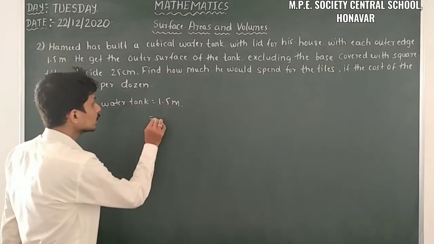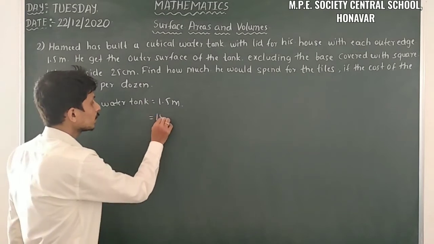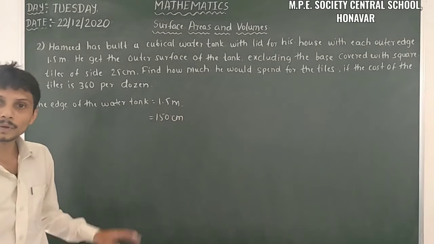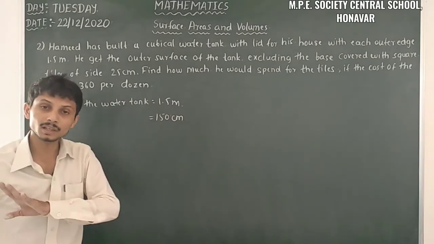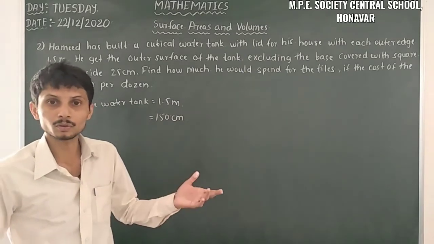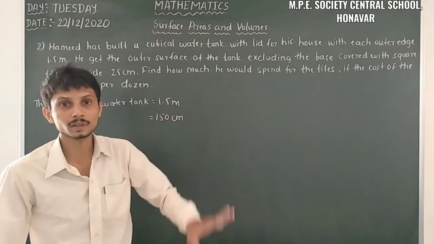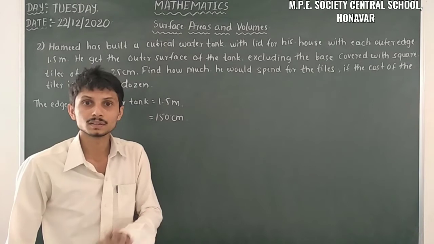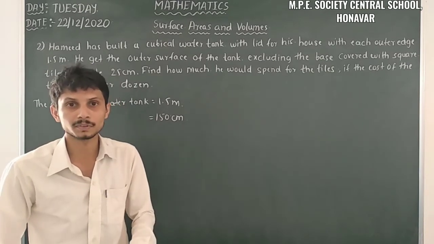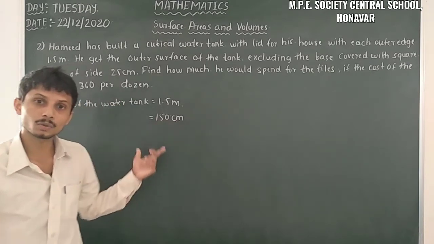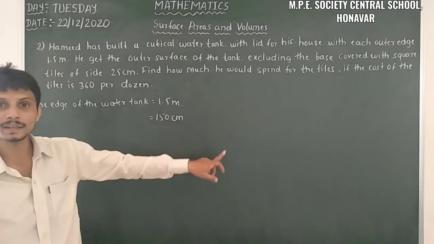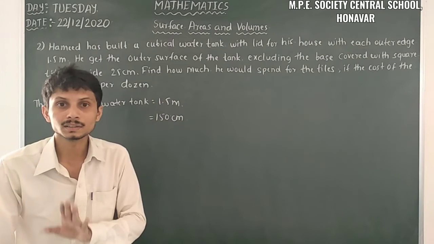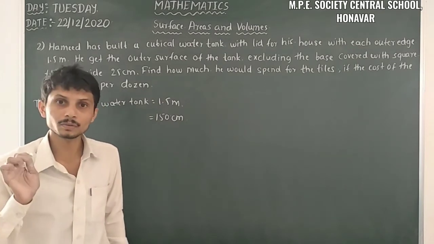So what we get here is 150 centimeter. Then what we have to do? We have to find out the number of tiles Hamid has to use to cover that water tank. The number of tiles we have to find out first. So we want the total surface area of this water tank and the area of each square shaped tile. So that we have to find out first.